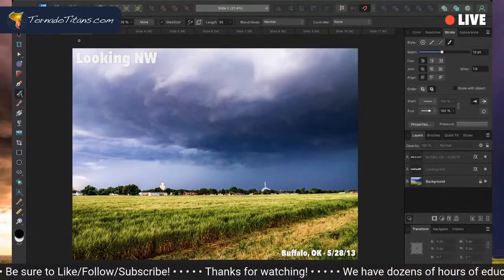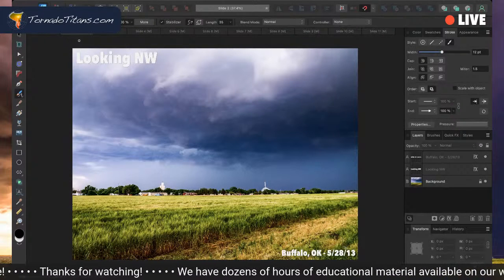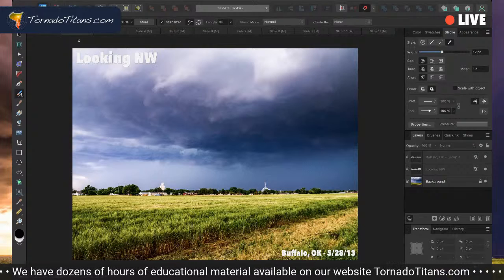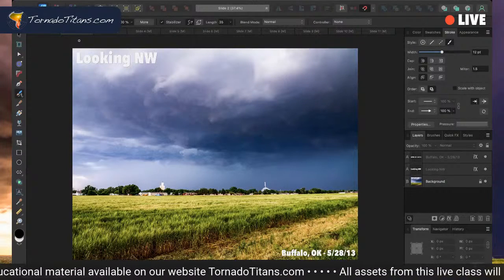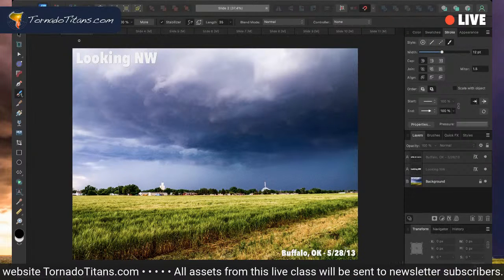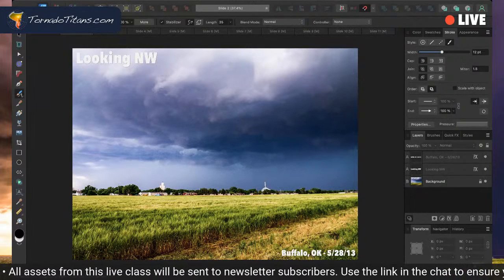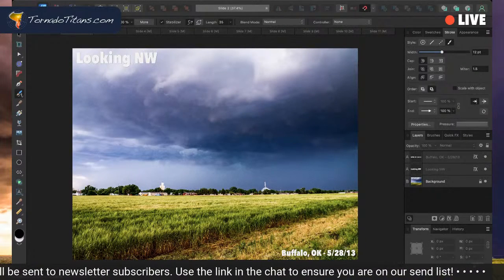So the next storm I'm going to look at, this is Buffalo, Oklahoma on May 28th, 2013. Most great storm chasers were up in Kansas that day enjoying the Bennington tornado. I had obligations that day, so unfortunately I was south, and what I got to see was an absolutely interesting looking set of storms. I'm going to set the stage for this one.